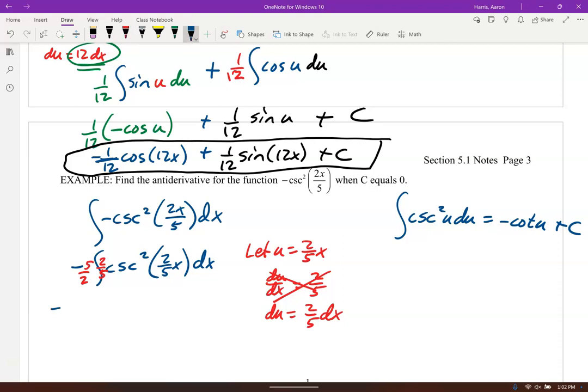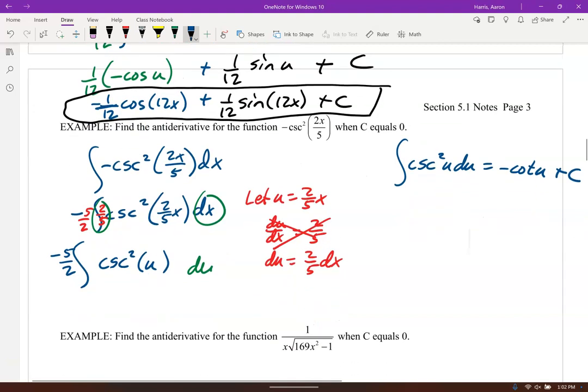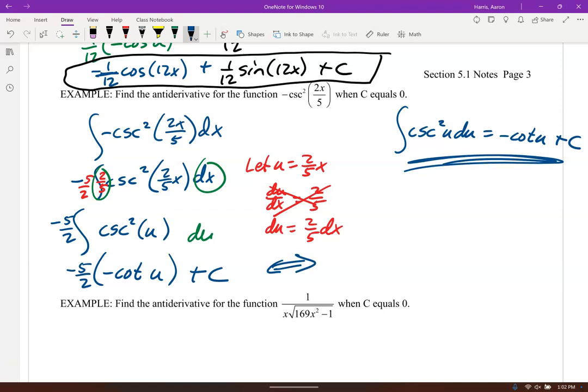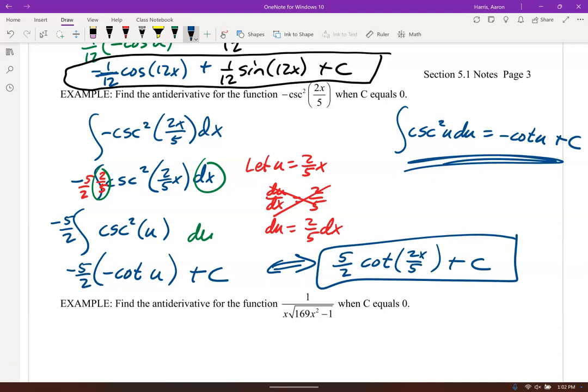And now let's see what we have. I got negative 5/2 integral. Here's my du, right? And I've got this cosecant squared of u. Negative 5/2 stays there. The integral of the cosecant squared is negative cotangent of u plus c. So a negative times a negative is a positive. Put the u in now. The u is the 2/5 x, or 2x over 5. And there we are, 5/2 cotangent of 2x over 5 plus your constant.